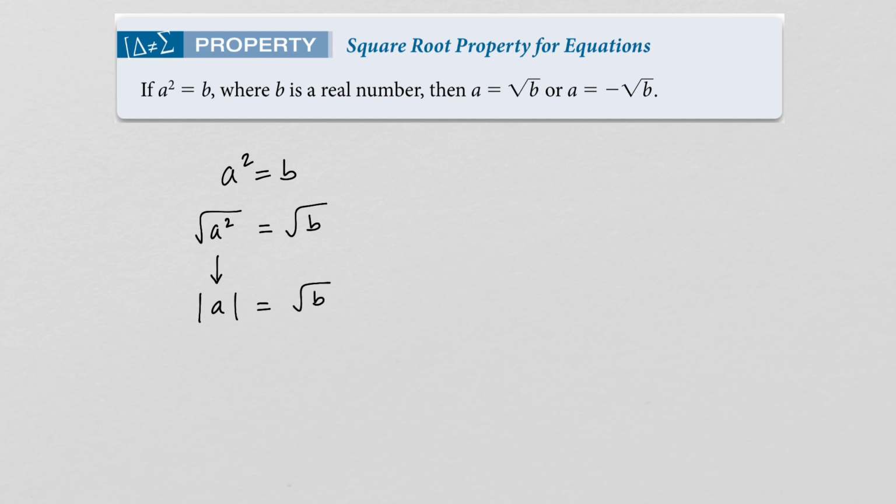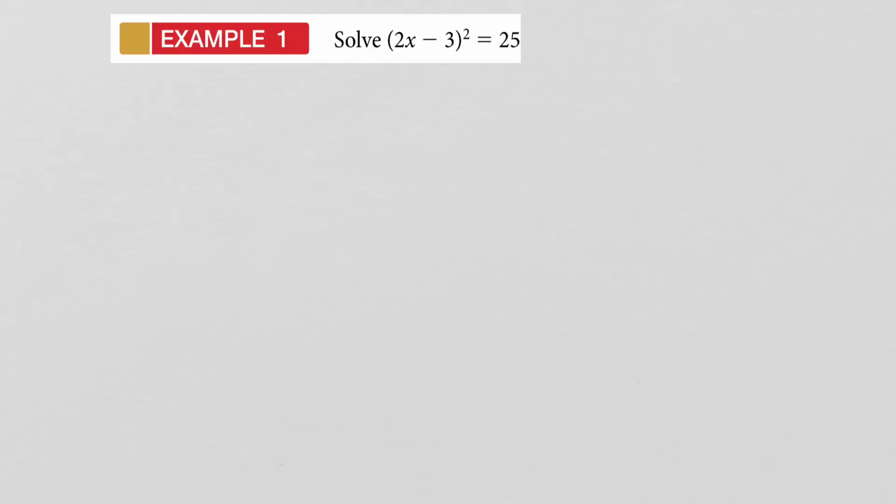And if the absolute value of a is equal to some number, then a can either be positive or negative of that number. So we end up getting a is either equal to positive square root of b, or a is equal to negative square root of b. So we can use this property to solve the following equation.